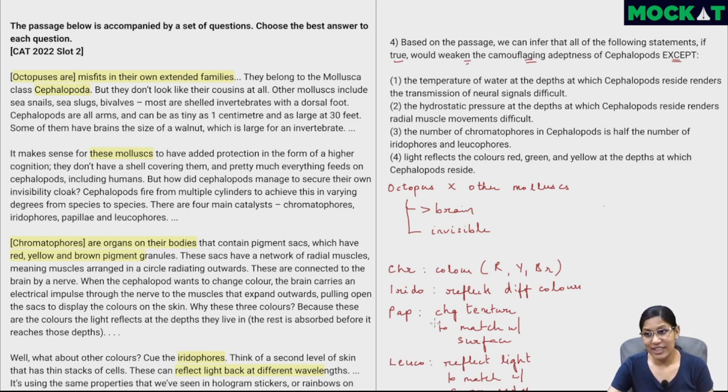So we know there are 4 ways in which cephalopods camouflage themselves. We'll try to match these with each of the 4 ways and see if any one of these is weakening any one of these abilities. If that does, we eliminate it. Whatever is not weakening becomes the right answer.